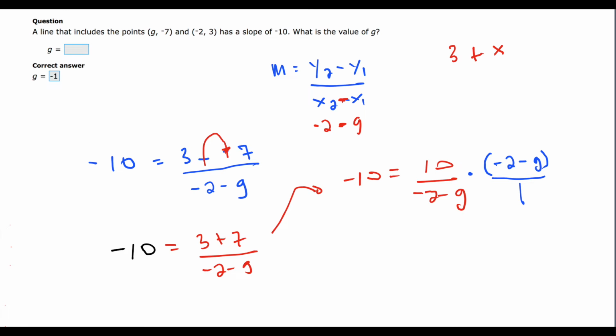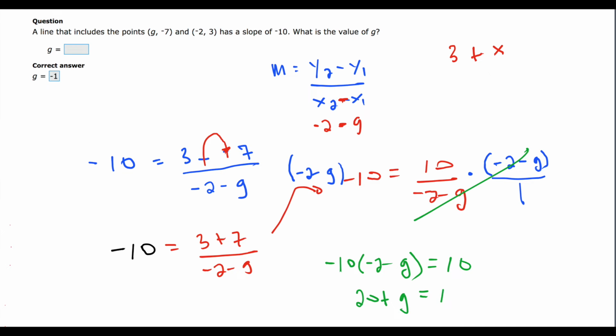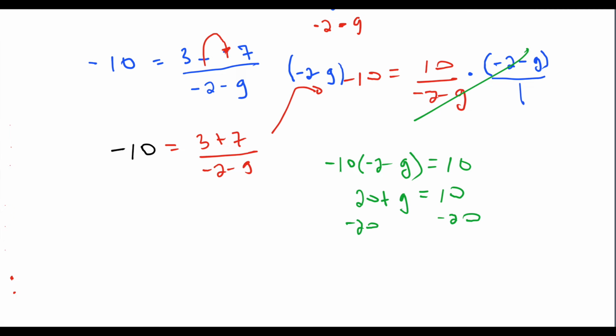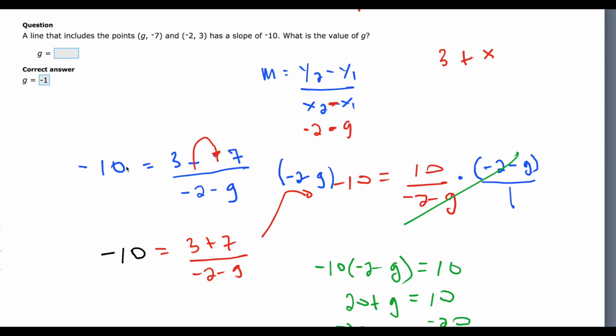And then this side gets multiplied by what? Negative 2 minus g. You don't need the over 1 because there's no fraction over here. What happens on the right? You wipe out the denominator. That's why you multiply on both sides. So you can get rid of that. Then you get 10 equals, and yes, you distribute. Negative 10 parentheses, negative 2 minus g. 20 plus 10g equals 10 minus 20 minus 20, and g equals negative 10.